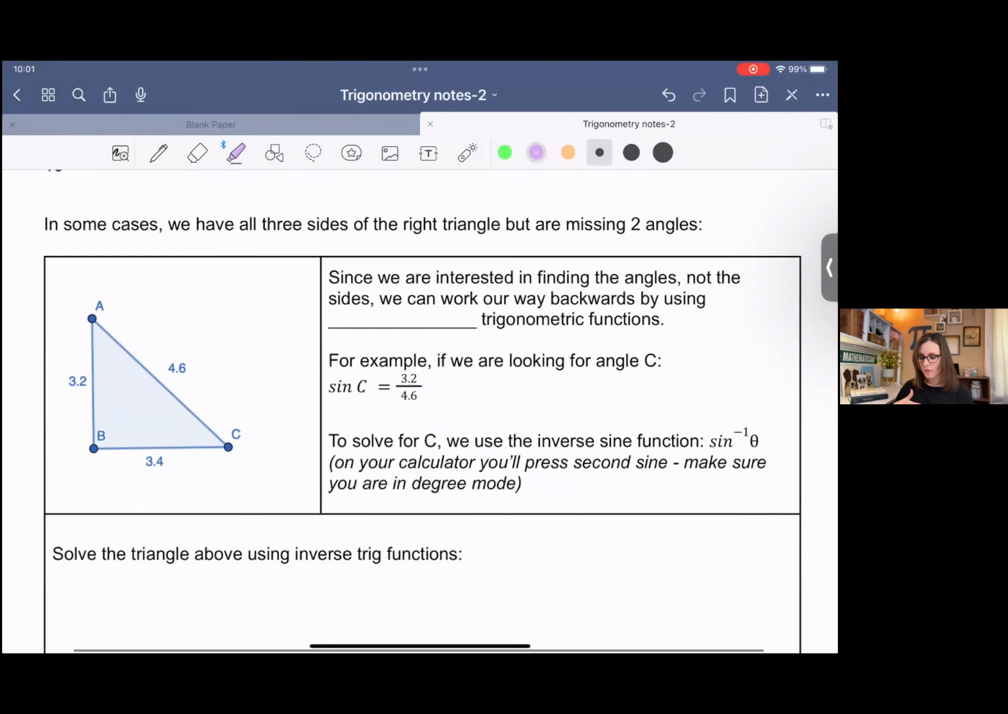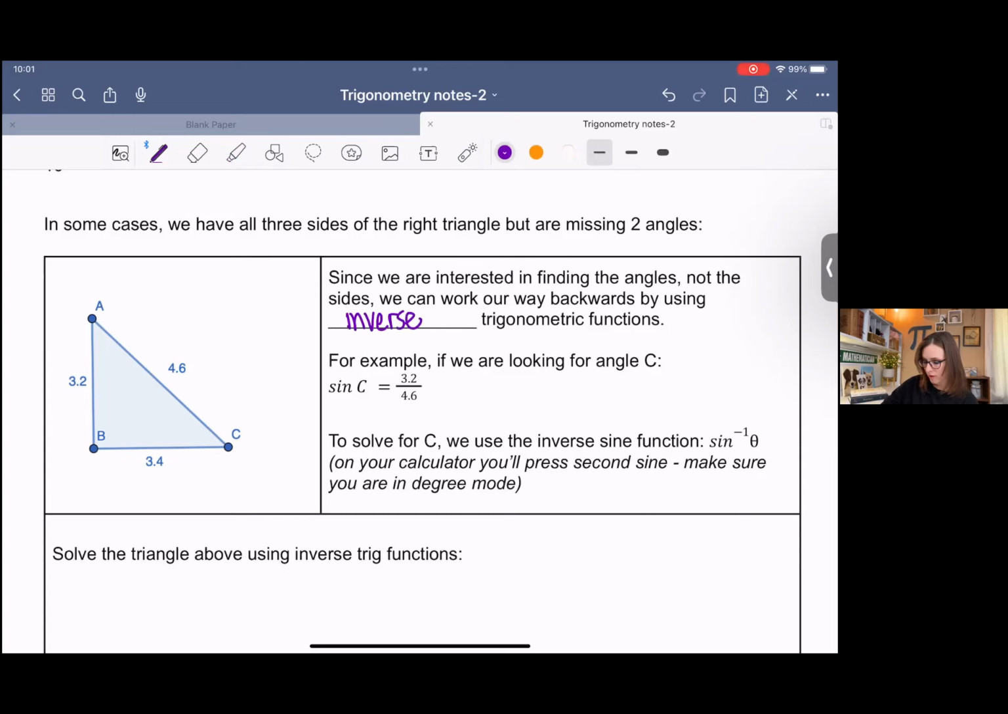In some cases, we have all three sides of the triangle and we're missing two angles instead. So I have an example here. I don't have it labeled, but this is a right triangle and I'm given three sides. So I can't really use subtraction to help me find the missing two angles. I'm going to have to use trig functions. And what we're going to use in this case is inverse trig functions.